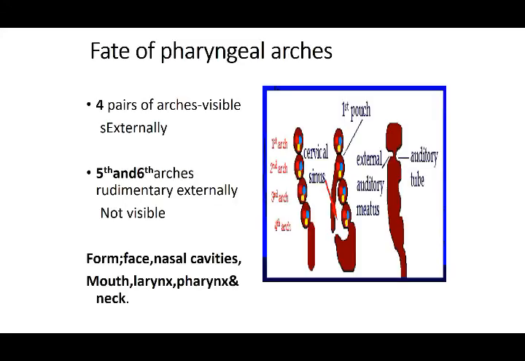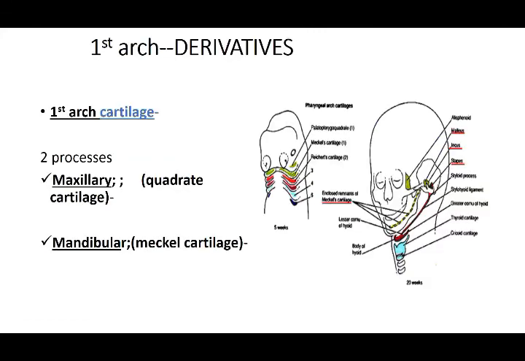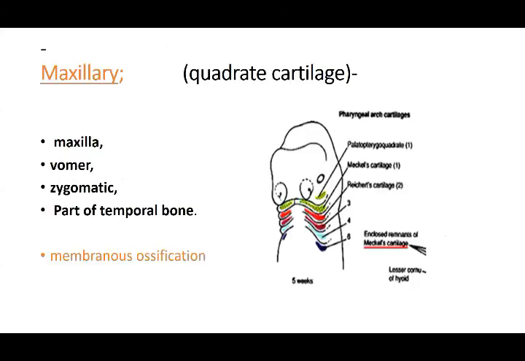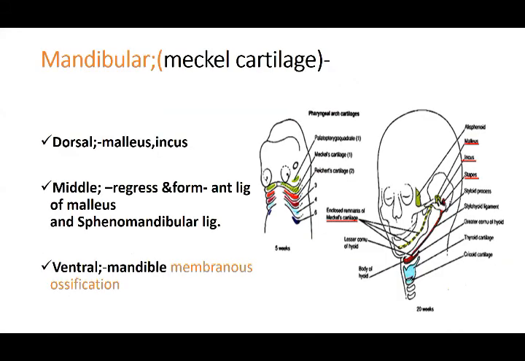Then come the pharyngeal arches, important structures. Of the fate of the pharyngeal arches, there are 4 pharyngeal arches which develop into something, and the 5th and 6th are very rudimentary, not externally seen, but the 6th one still develops with the 4th, and they develop some structures on the pharynx. The first arch has 2 components, maxillary and mandibular. The cartilages are named the quadrate and the Meckel's cartilage. The maxillary cartilage gives rise to the maxilla, vomer, and zygomatic bone, and the maxilla is basically membranous in ossification. The second part of this first arch is the mandibular one.